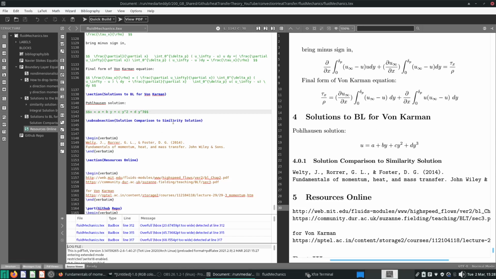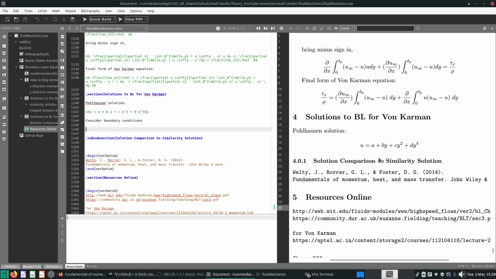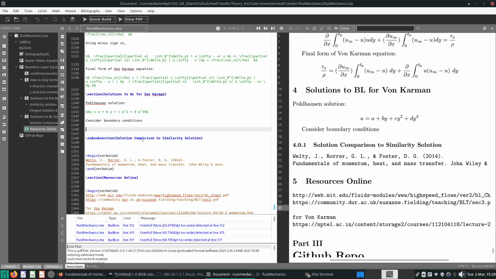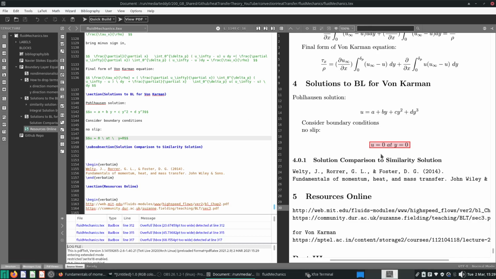So we don't just substitute this solution form in first. We also need to consider the boundary conditions. So where do we get A, B, C, and D? We get them from the boundary conditions. So what are some of the boundary conditions? First, we have no slip. What's no slip? U, the x velocity, equals 0 at y equals 0. So let's just write that down. U equals 0 at y equals 0. Pretty straightforward, right?